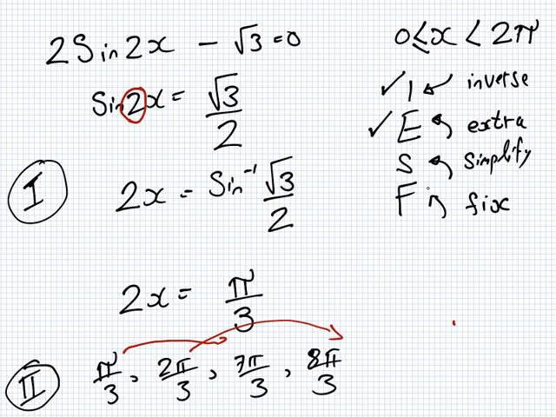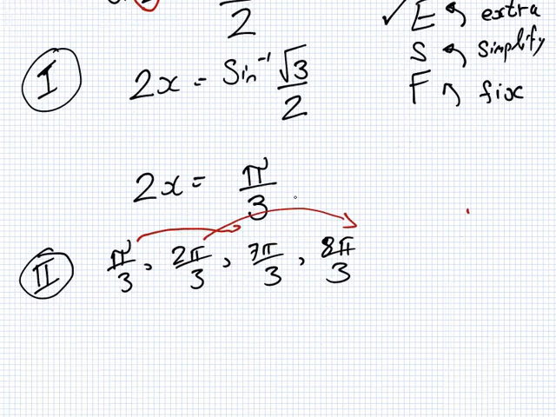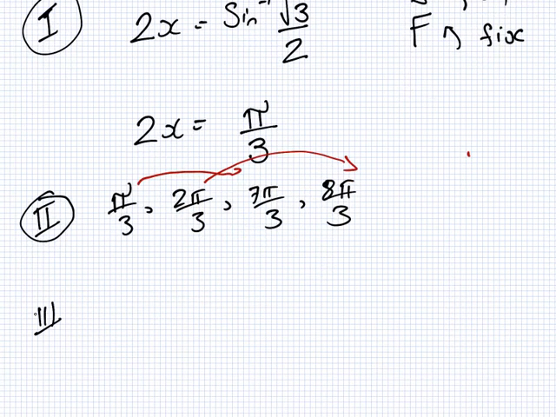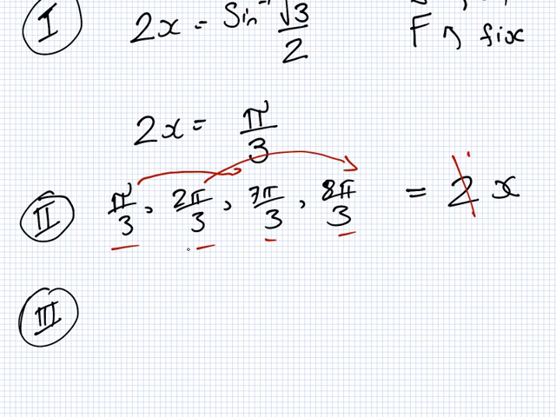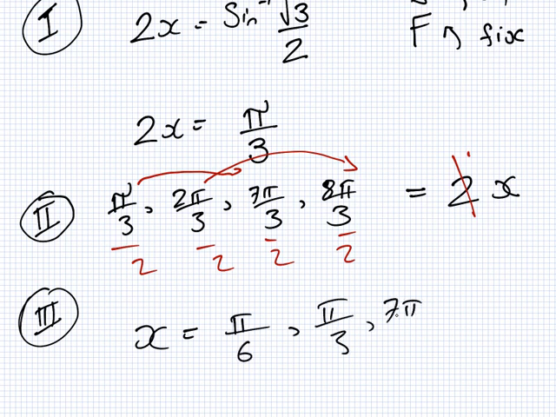Now we're on to step 3, which is to simplify. So we need to remember that this is not x. This is 2x. And of course, I want x. So what I can do is divide all of these by 2. So now I get x equals pi over 6, pi over 3, 7 pi over 6, 4 pi over 3. So that's step 3 finished. Now on to the final step, step 4.